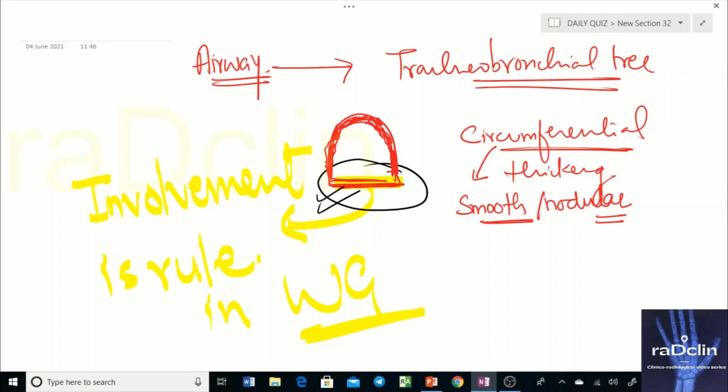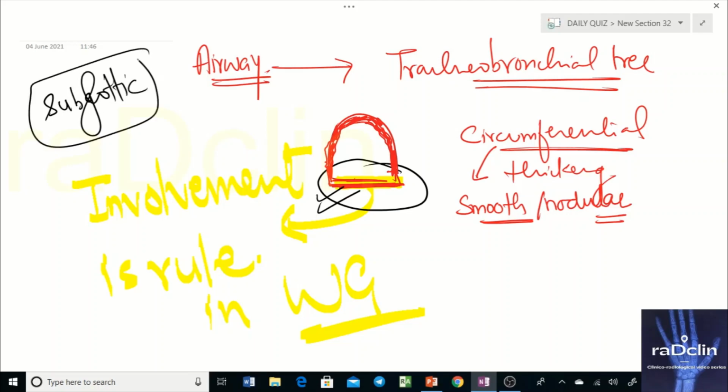Now typically it causes intrathoracic involvement, that you have what? Subglottic involvement is there, below the glottis. Subglottic involvement is there in Wegener's. Remember this thing.